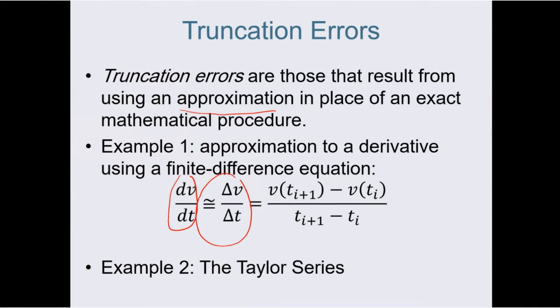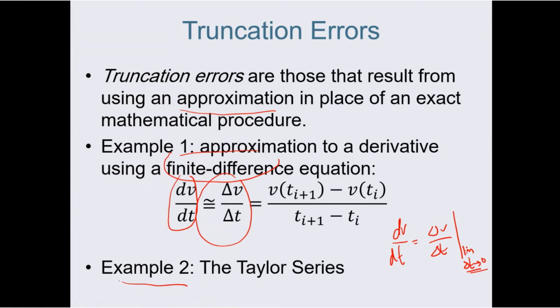The actual definition of dv over dt is delta v over delta t with the limit of delta t approaching 0. But if you don't have delta t to be 0 and you take some finite difference, it means there is some value to it, it's not 0, then of course you are going to end up with error. So this approximation leads to what we call truncation errors.